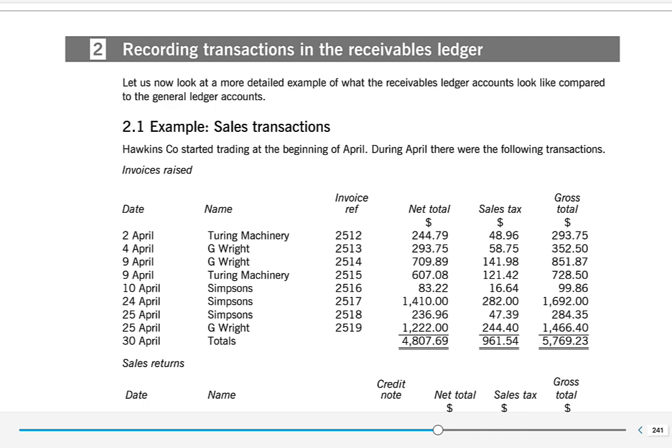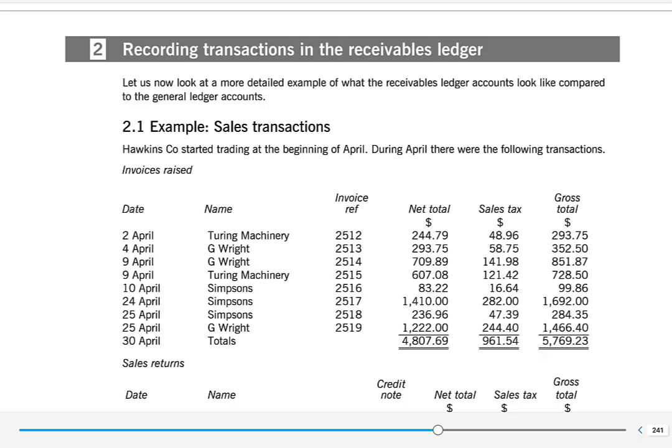Rule 3. Payments received go on the credit side of the customer account. When the customer pays, their debt reduces, so the payment is recorded on the credit side of the customer's personal account. Why credit? Same reason. The receivable is reducing. Debit means customer owes more. Credit means customer owes less.